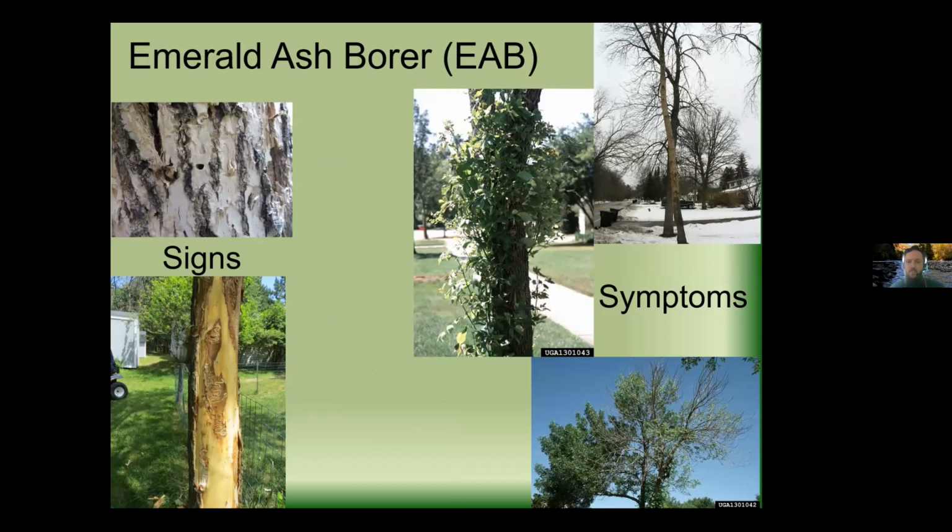So you can see in the center, Kara was talking about epicormic branching. That tree is struggling. It's fighting. It's giving its last little kicks, but that thing is probably doomed. They come in, they kill the tree. They leave these D-shaped little exit holes.